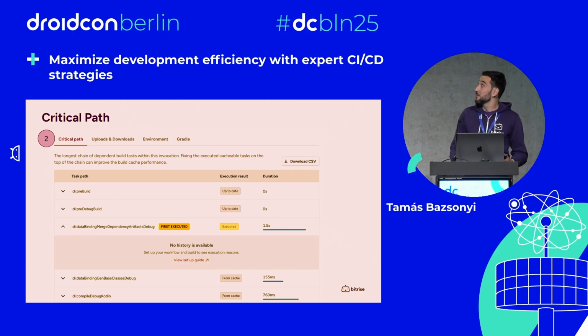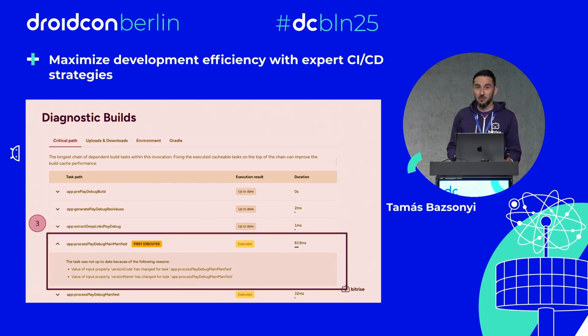In a virtualized environment where you are starting a clean build each and every time, you won't really have any history, but with a bit of additional configuration, you would be able to set up diagnostic builds where you are storing the execution history in a cache and restoring it during the executions. So it would be able to figure out what was the exact reason for that specific task to be executed. In this case specifically, it was the version code and version name that got changed, and this caused the re-execution of the different tasks.